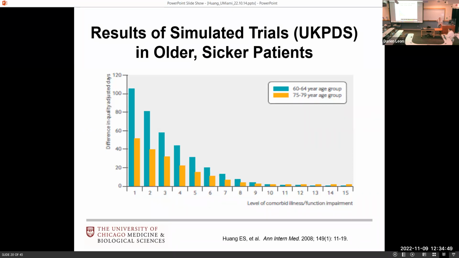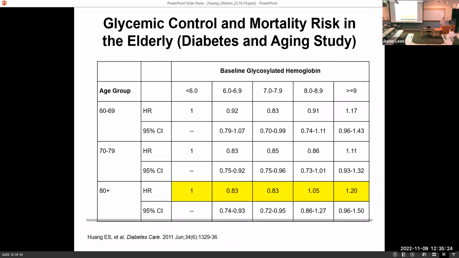So in this model, what we do is we alter the baseline risk of death, which we know we can predict based on comorbidity and functional status. And you can see as the patient's level of comorbidity and functional impairment rise, the expected benefits of intensive glucose control that we achieved in UKPDS steeply decline, such that a person with 5 or 6 combinations of comorbid illnesses or functional impairments already has a very low likelihood of benefiting from intensive glucose control, going from an A1C of 7.9 to 7.